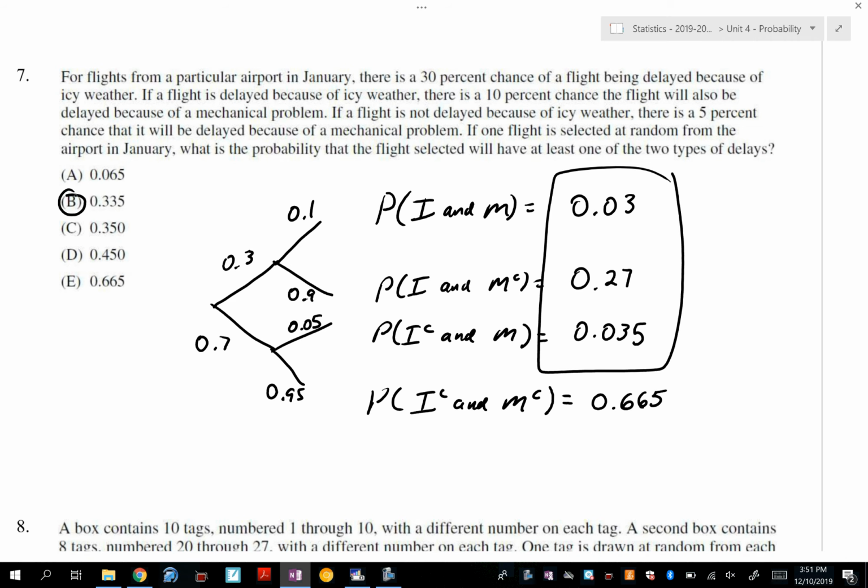So again, that's one of those, and you know it's going to happen on the test. When you read the problem, you got to be thinking, oh man, is this a tree diagram problem?